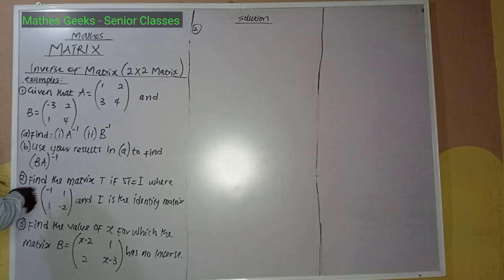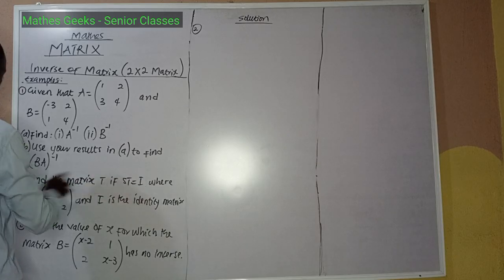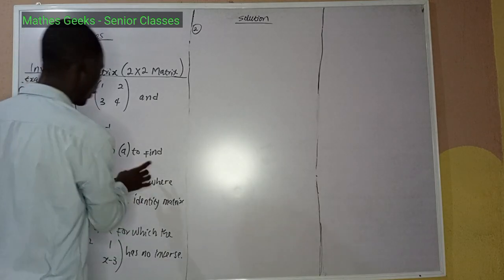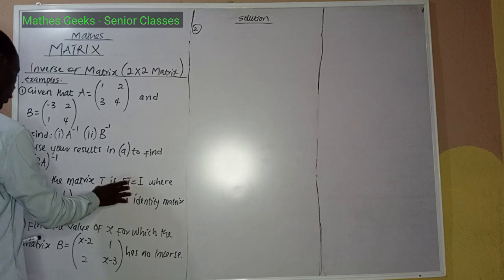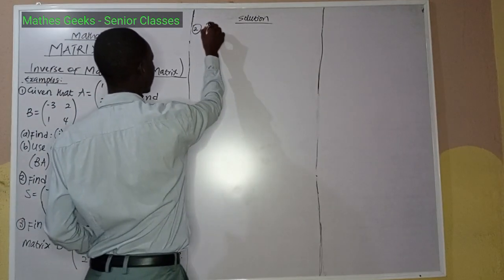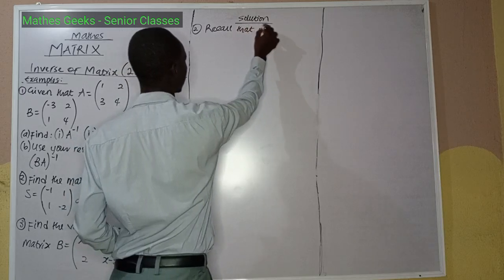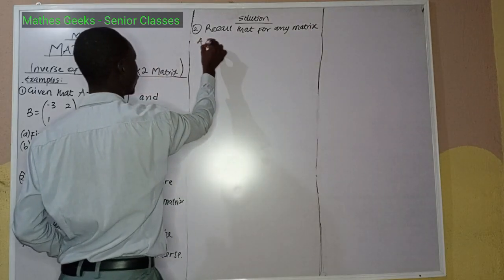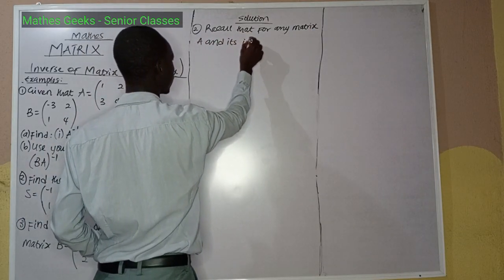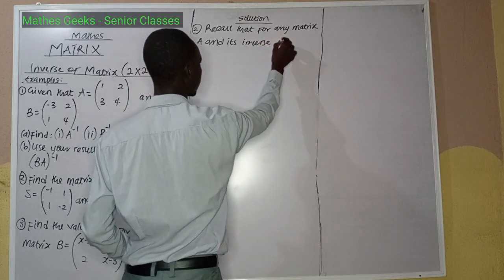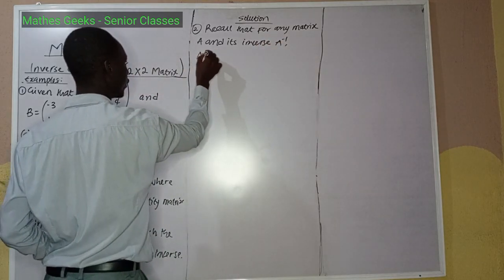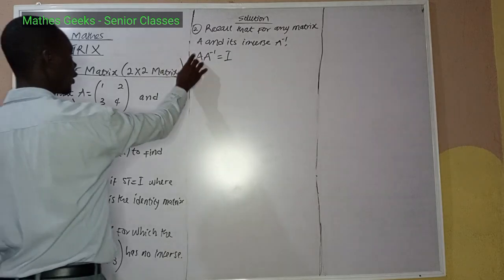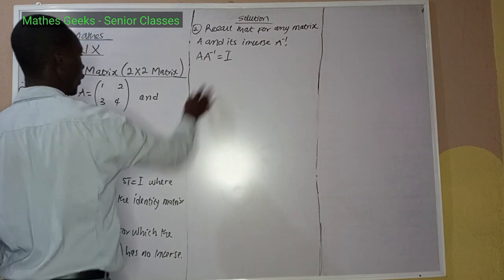So we're going to define matrix T if S is equal to I, where S is minus 1, 1, 1, minus 2, and I is the identity matrix. So we want to use the relation to get the matrix T. But recall that for any matrix A, A times its inverse A minus 1 is equal to the identity matrix. So what that means is that if we multiply matrix A with its inverse, we will have an identity matrix.